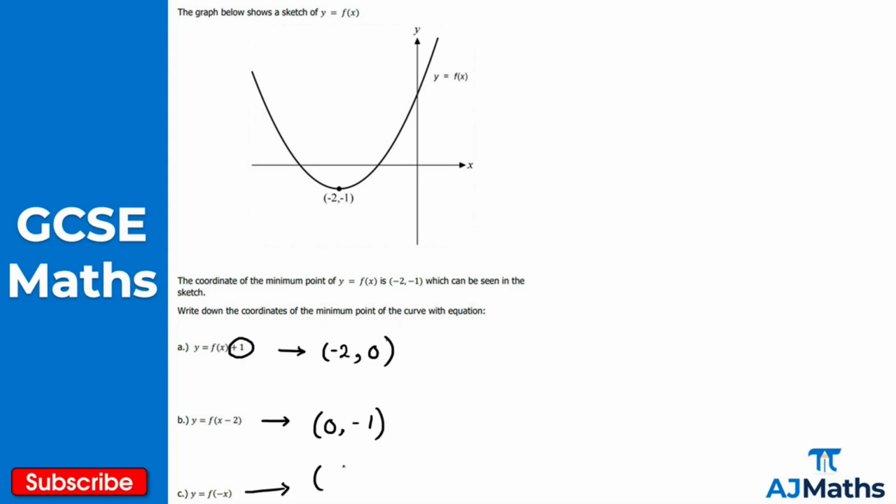So -2 times -1 would give me +2. So just be careful there. So that would be +2. And we're not doing anything to the y coordinate, so that stays as it is. So that's -1. And there we have it. That's the solution to part A, part B, and part C.